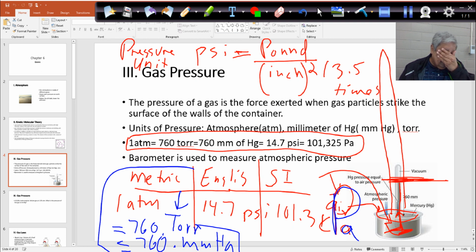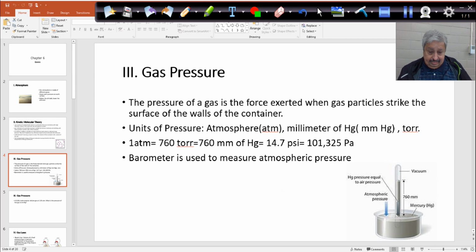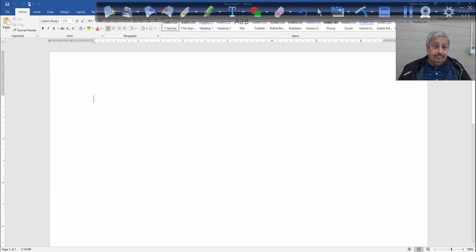For our exams and quizzes, it's okay. You can open book, but in the final exam, there is no open book. So, can I take one out? Take it out. Everybody has it. That's the pressure. Let's take the pressure out. Let's do the volume.